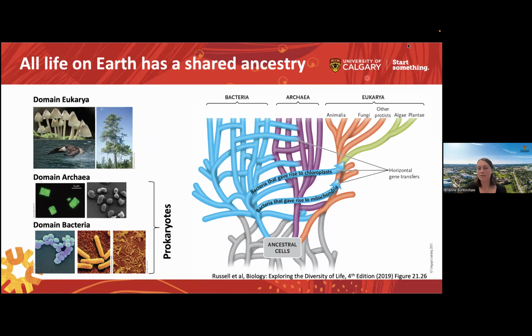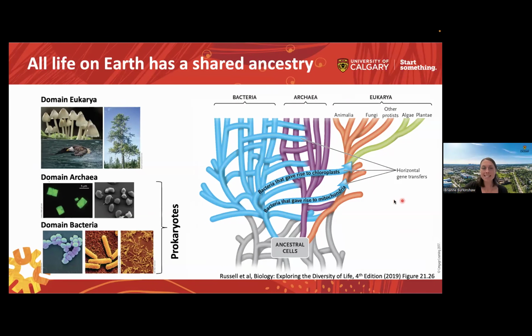On the right-hand side of the slide, we have a stylized phylogenetic tree where we see the 3 domains of life, bacteria in blue, archaea in purple, and then eukarya in orange and green. And what you can see from this phylogenetic tree is that these 3 domains do not have entirely independent evolutionary histories. And what I mean by that is that we have these crossover events that we call horizontal gene transfers that occur between domains.